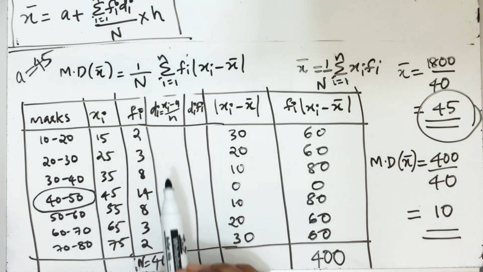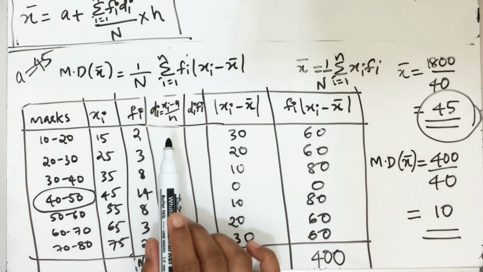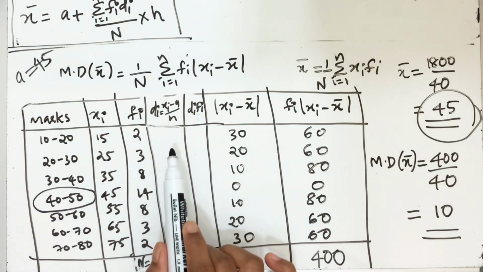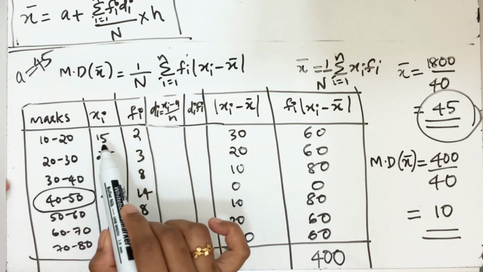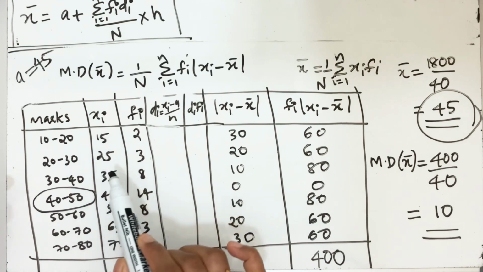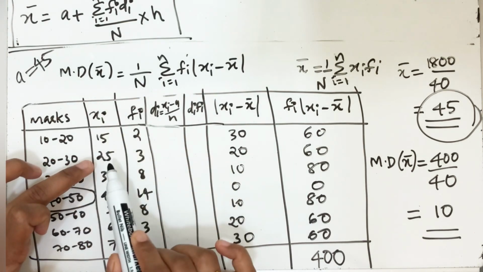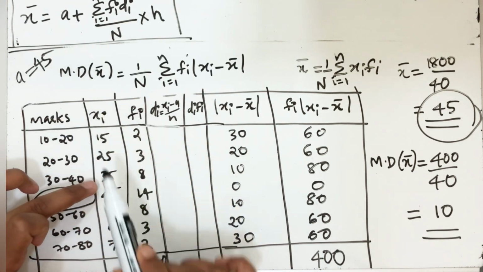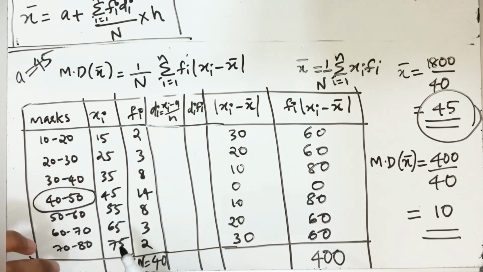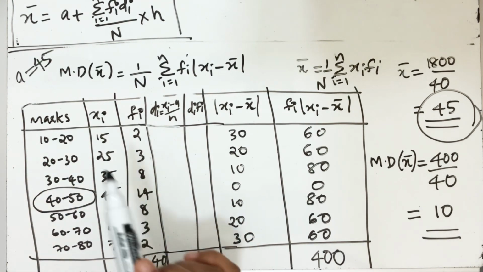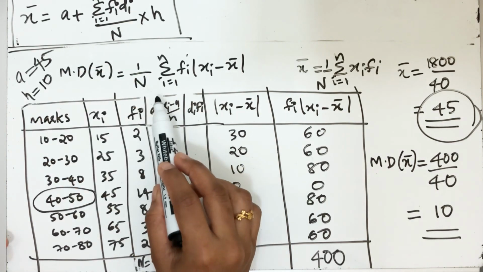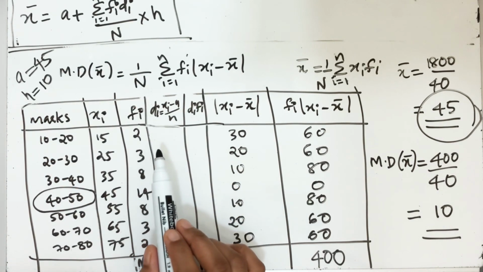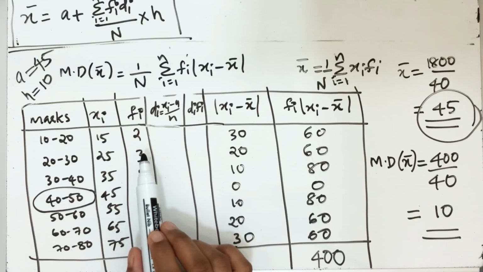Now we can find xi minus a. Next we need the common factor h, the highest common factor. See here, 15 minus 45, that is minus 30. Like that, 25 minus 45, minus 20, 35 minus 45, minus 10, like that. So 10 will be the highest common factor here. So take h is equal to 10. If you need, you can make another column xi minus a. Then you can find h easily.